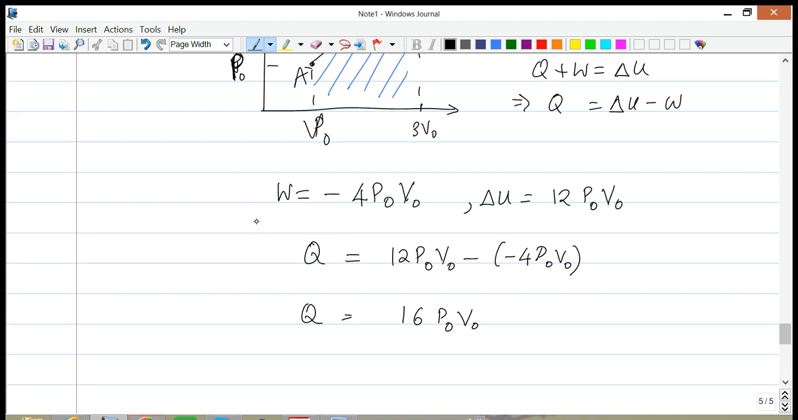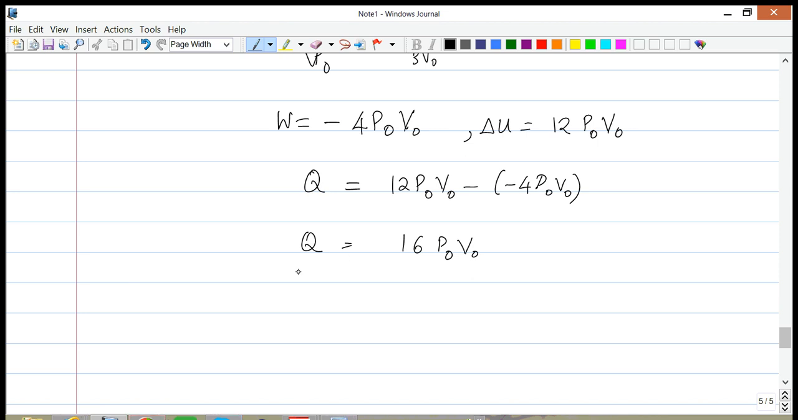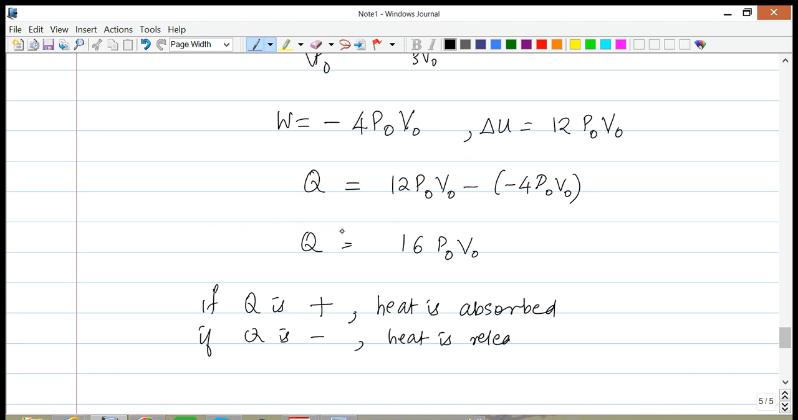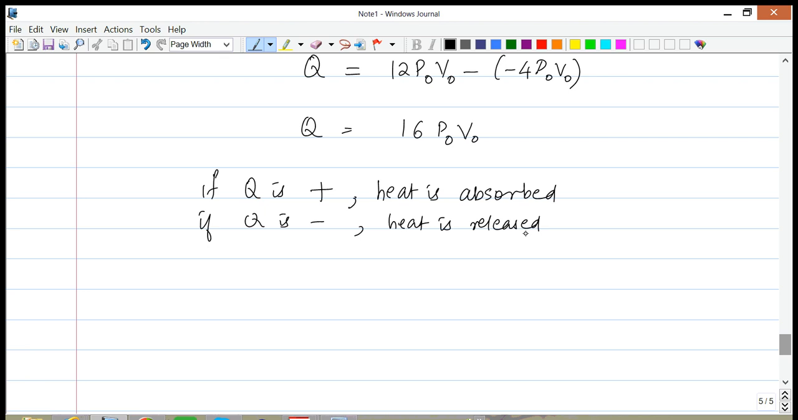Now since the sign is positive, we know that this is the heat that is absorbed by the gas during this process. So if Q is positive, heat is absorbed by the system. On the other hand, if Q is negative, we know that heat is released by the system. All right, so this is the answer to this question. Let's look at another situation here.